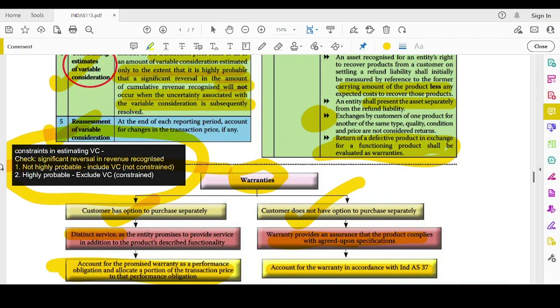If I have just started in the bed business, I'm doubtful whether it will be returned or not. So it is highly probable that it can be returned, right? So I should not include it in the variable consideration. That is, I should exclude it from the variable consideration. Then reassessment of variable consideration. It's a general principle for any financial asset or financial liability. At the end of each reporting period, I have to reassess.